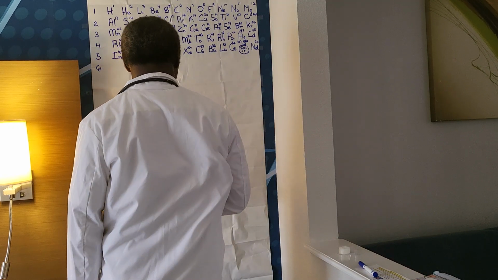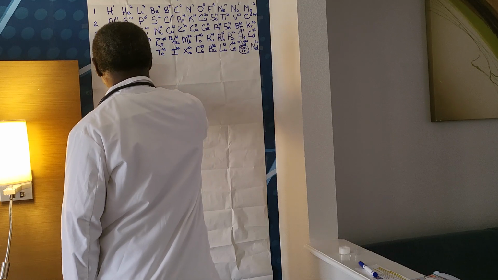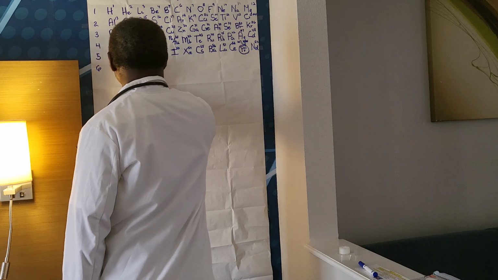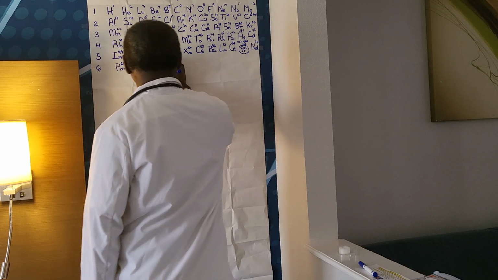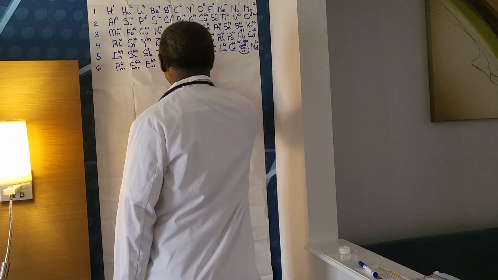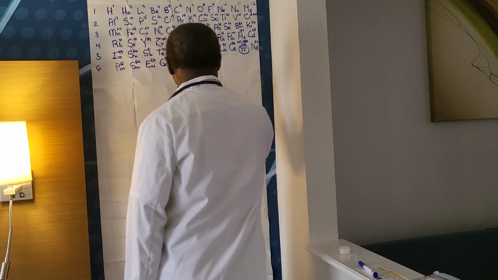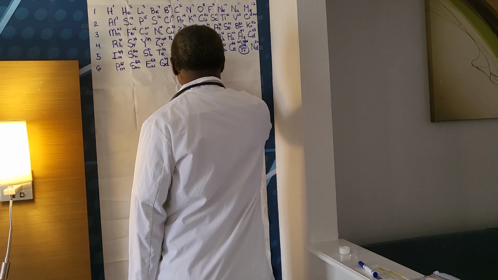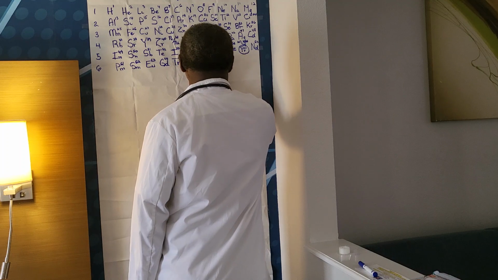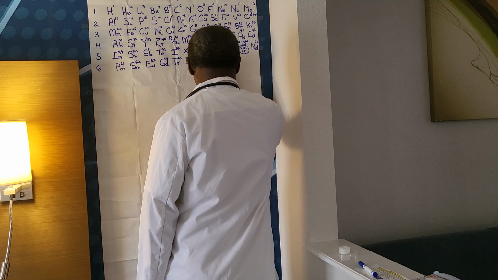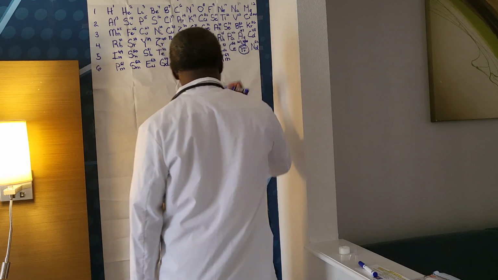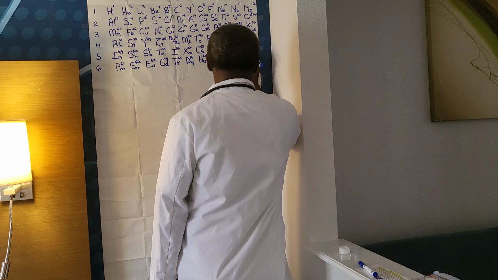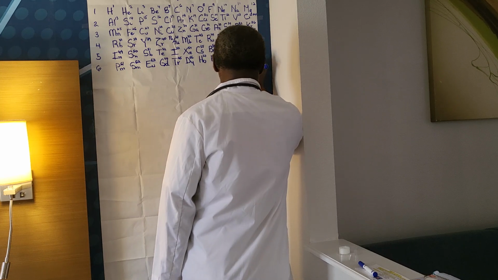61, we have promethium. 62, samarium. 63, europium. 64, gadolinium. 65, terbium. 66, dysprosium. 67, holmium. 68, erbium. 69, thulium. 70, ytterbium. 71, lutetium. And 72, hafnium.